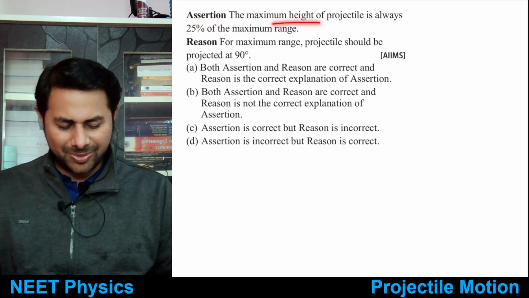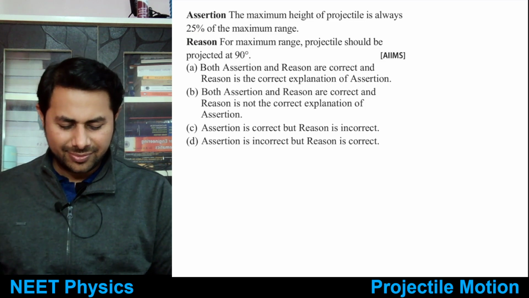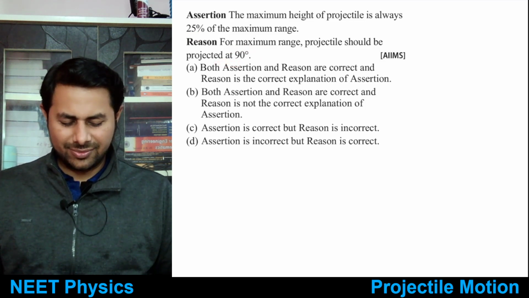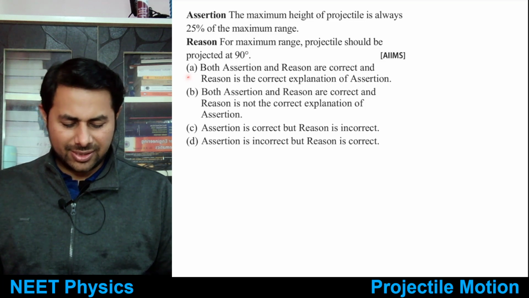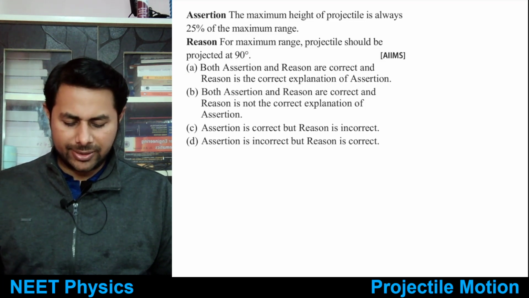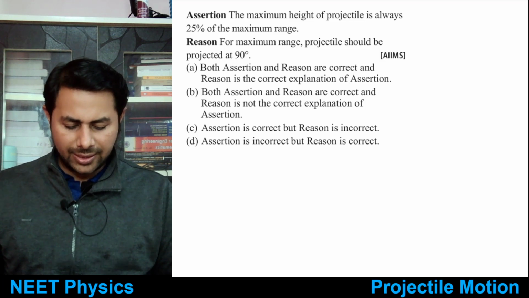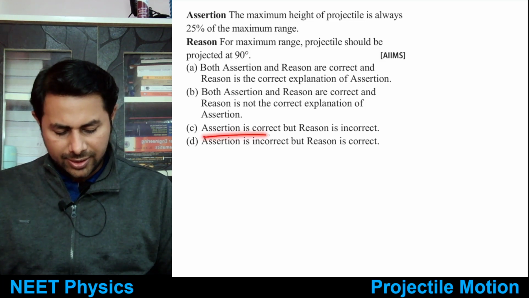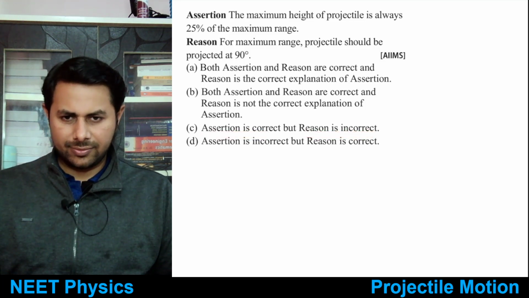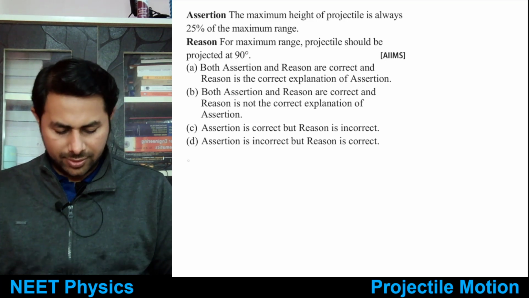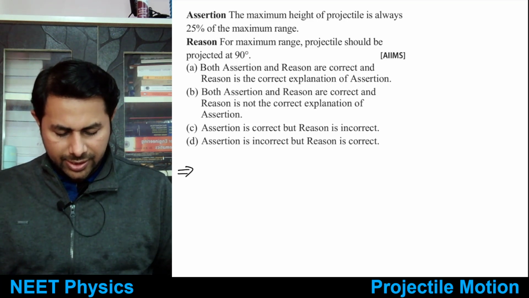Assertion: the maximum height of projectile is always 25% of maximum range. Reason: for maximum range, projectile should be projected at 90 degrees. Tell me which one is correct. The maximum height of a projectile is always 25% of maximum range, and for maximum range, projectile should be projected at 90 degrees. So option C, assertion is correct, but reason is incorrect. All right. So reason is incorrect.